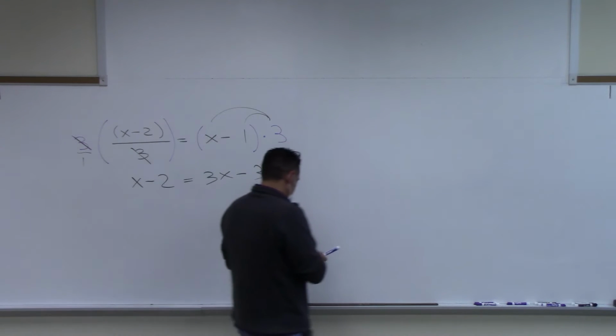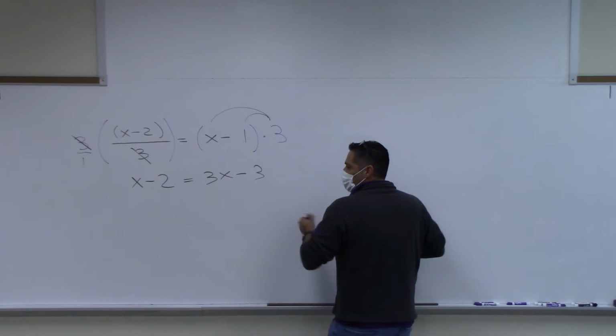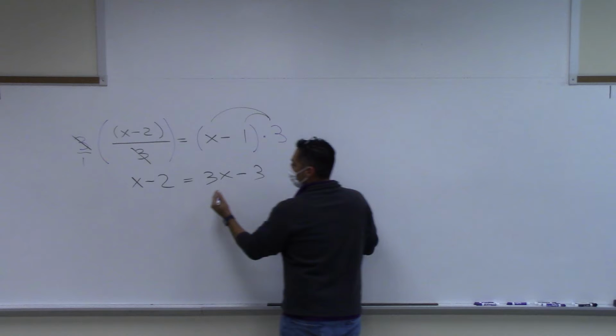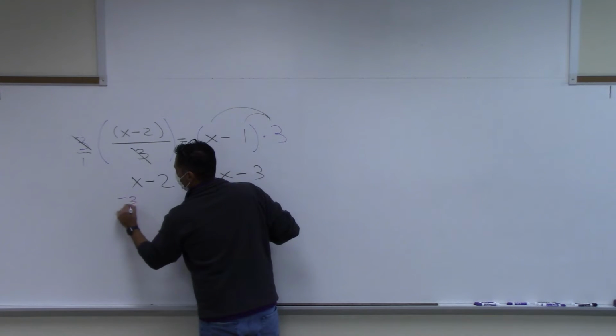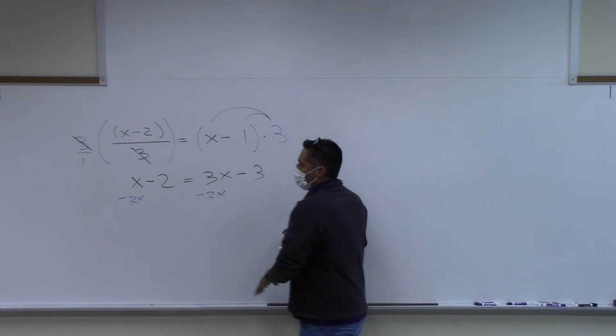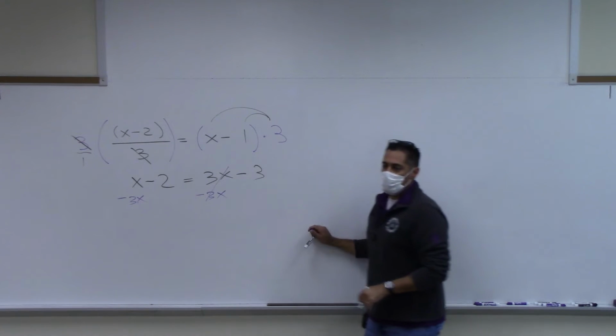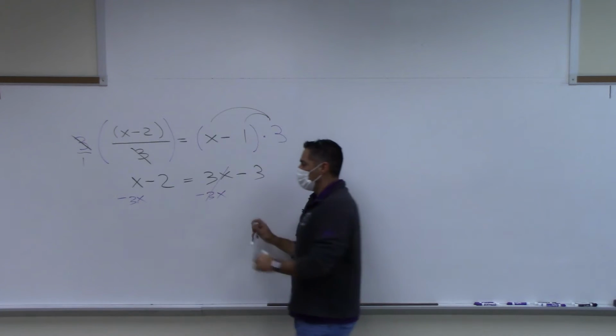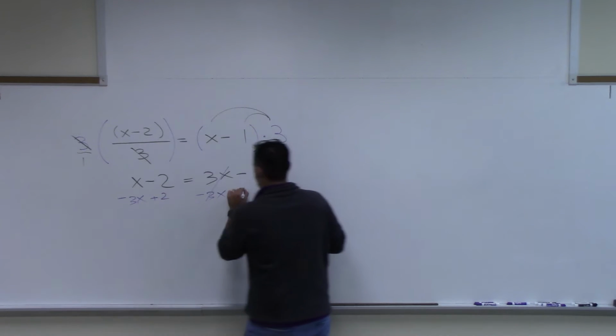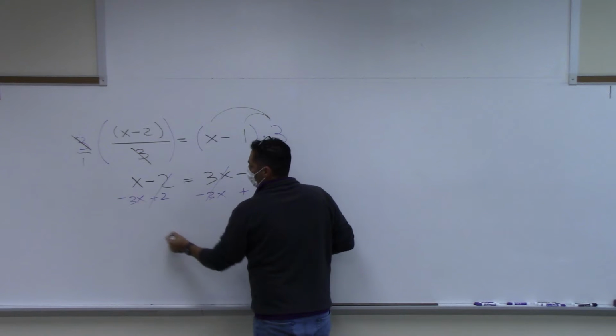To do that, I don't have a bunch of fancy colors. I guess I could use other markers. I'm going to get rid of the 3x: subtract 3x, subtract 3x. That'll get rid of this. And then I'm going to want to move this -2 to this side, so I'll add 2 to both sides at the same time. So that'll go away here.